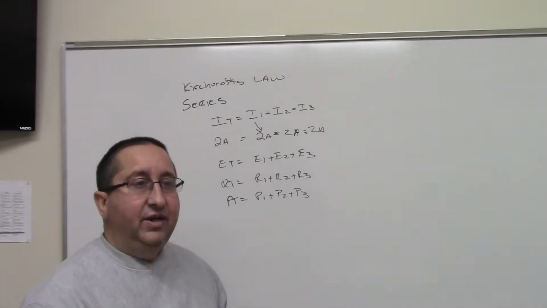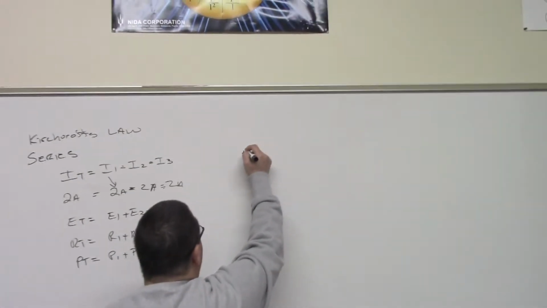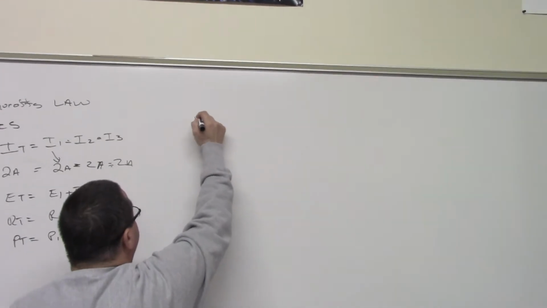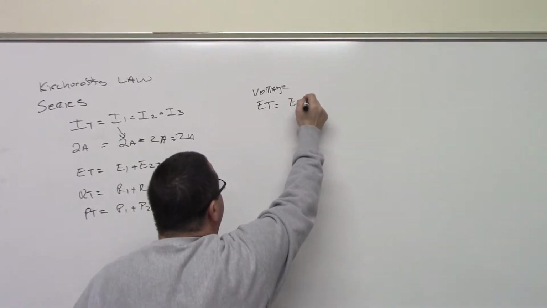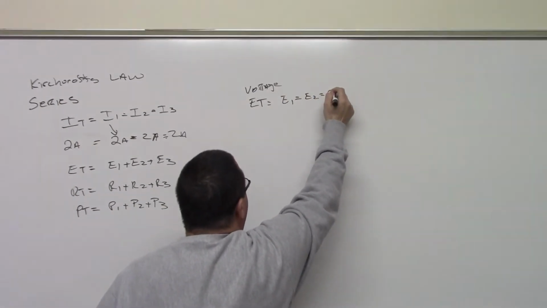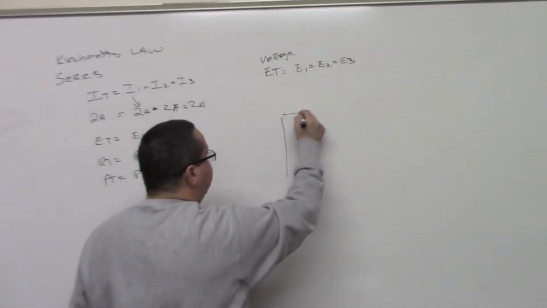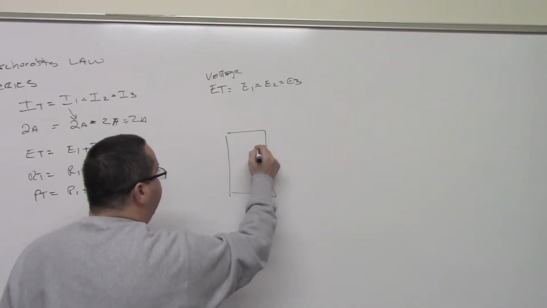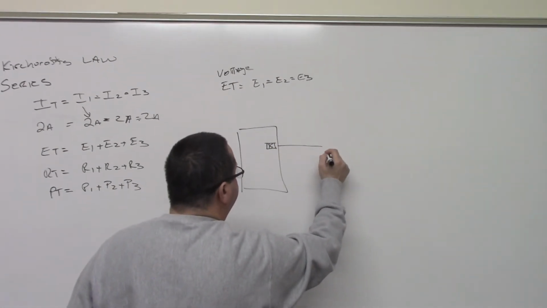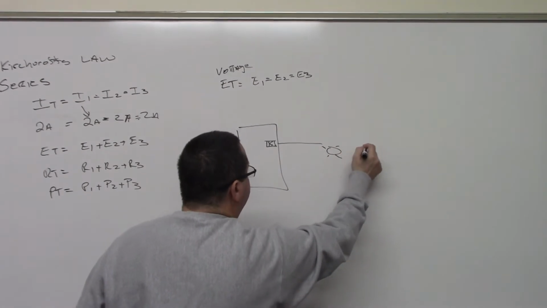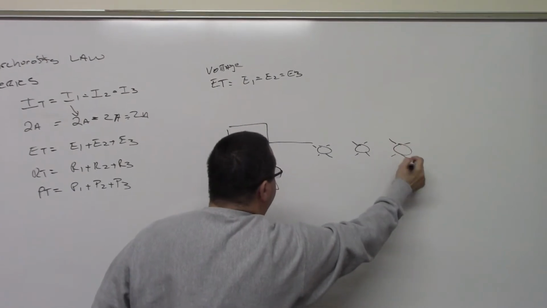Now a parallel circuit is a little different. Let me just explain. ET, which is your voltage, is equal to E1, which is equal to E2, which is equal to E3. And I'm just going to draw a picture so you understand this. Let's say I have a panel, and I have a breaker here, 15 amp. And I got a light here. 1 light, 2 lights, 3 lights.